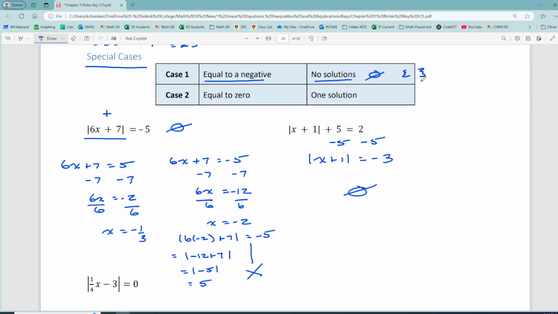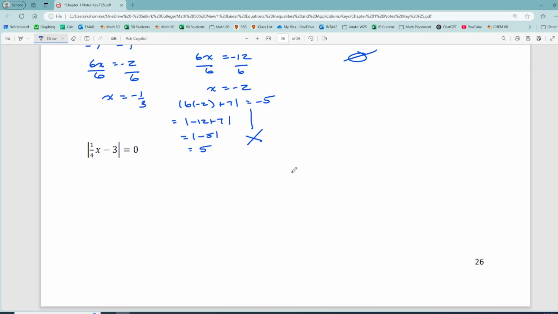Isn't that nice? Case number 2 is if it's equal to 0. These ones, I just want to show you one time that if you have an equation equal to 0, we are going to solve these. We're going to solve it once equal to the positive. What would make 1/4 x minus 3 equal to 0? But when I go to solve it again equal to the negative, 1/4 x minus 3 equals negative 0? There's no such thing as negative 0. It's just equal to 0. So for these ones, you only have to solve once.